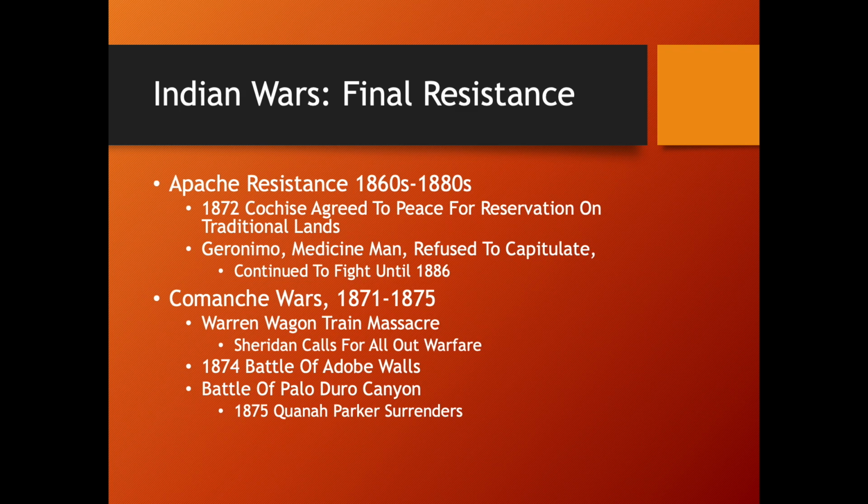And when he and his men were finally defeated, they were taken to Florida by train and then to other parts, back to Fort Sill, so they weren't even allowed to go back to traditional reservation land. The Comanche Wars of 1871 to 1875 included parts of Texas.